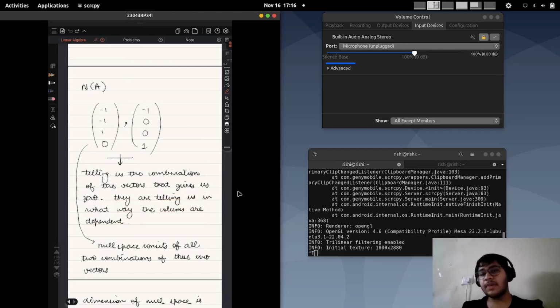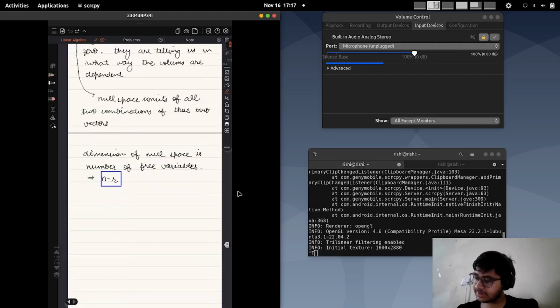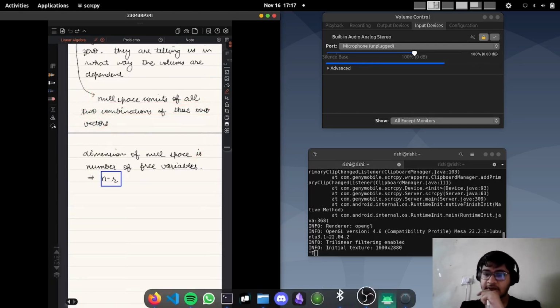How? Because being dependent depends on the null space. If there exists a null space vector other than 0, the columns will be dependent. So this also explains in what way the vectors are dependent. The -1 of the first column, -1 of the second column, 1 of the third column, and 0 of the fourth column will tell us the dependence of the columns algebraically. The null space consists of all the combinations of these vectors.